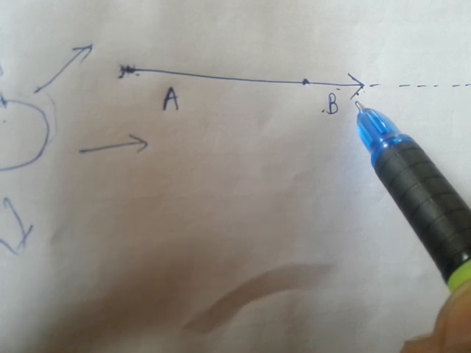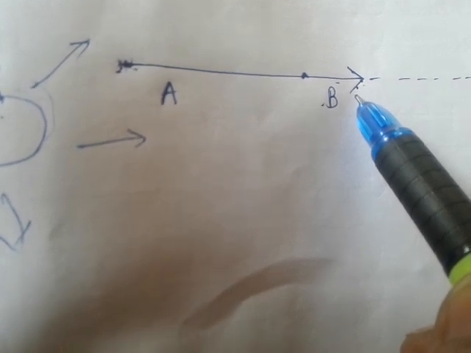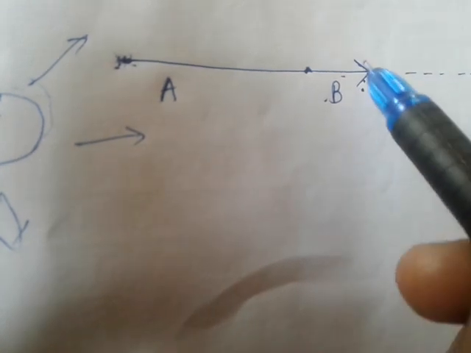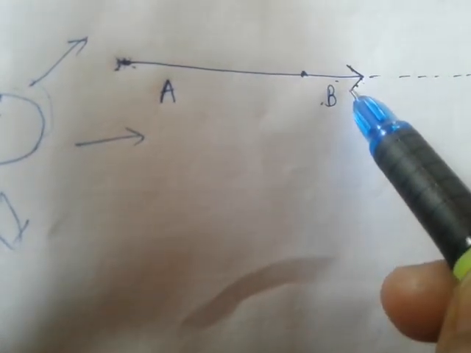So see, we have studied about line. That line, you can extend on both the sides. Then ray, you have seen, you can extend at one side only. Okay.